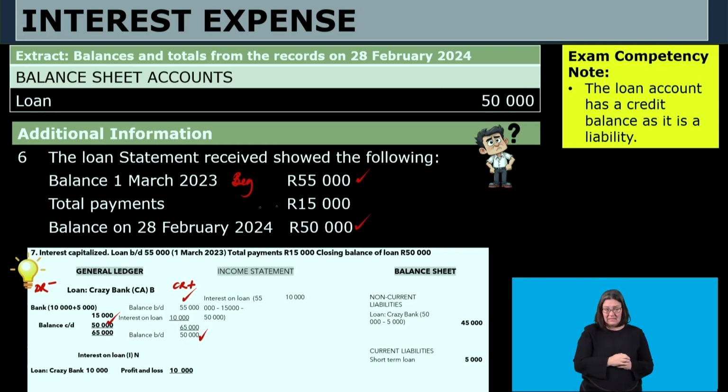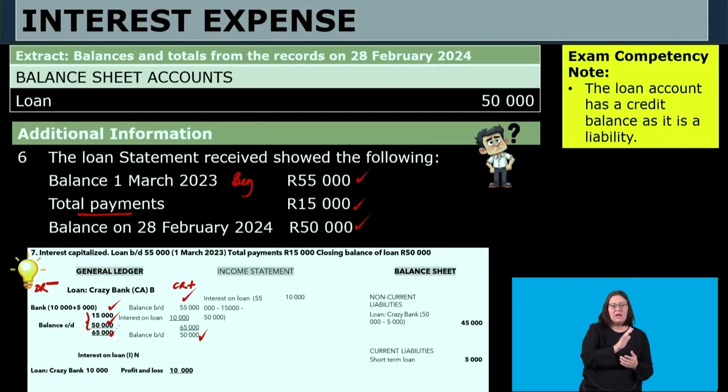Then I'm told my total repayments are 15,000. That means I'll come now to my debit side where my loan account decreases. Then I bring my bank 15,000. This is total payments. I know that in the total payments, there are two payments. There is the loan and there is the interest. It becomes easy then. I'll say 15 plus 50, that gives me 65. Then here I'm going to have 65. 65 minus 55, then I end up with 10. So the 10,000 becomes my interest on loan.